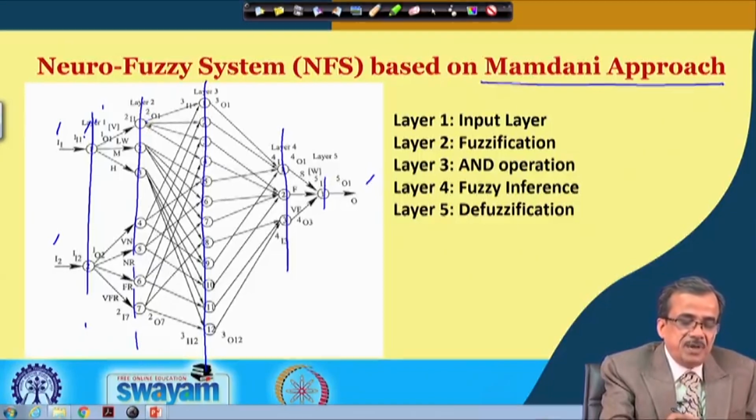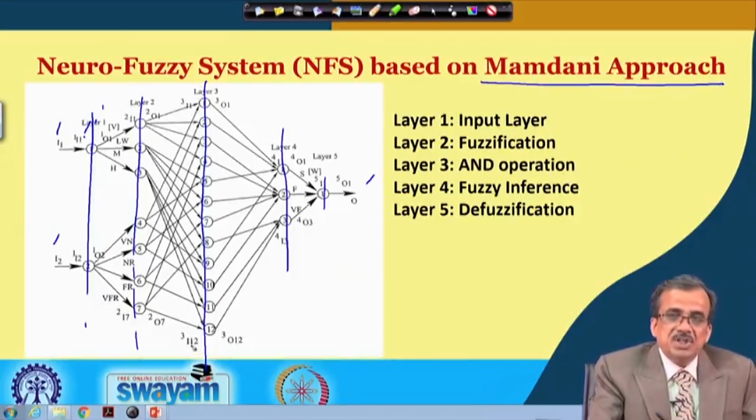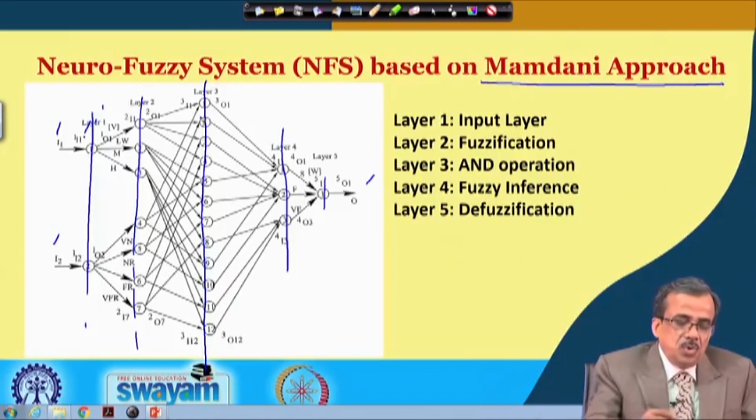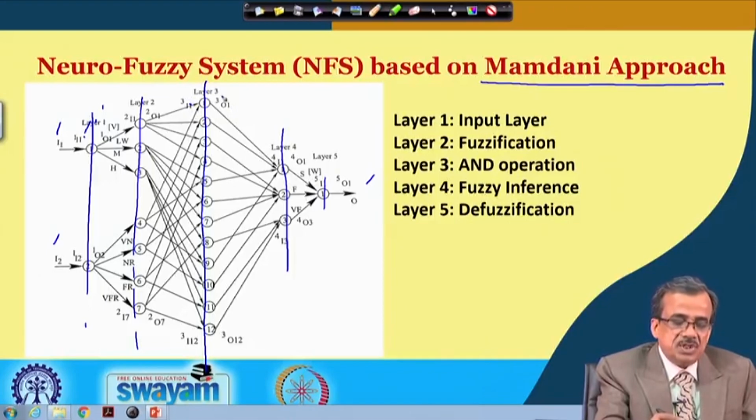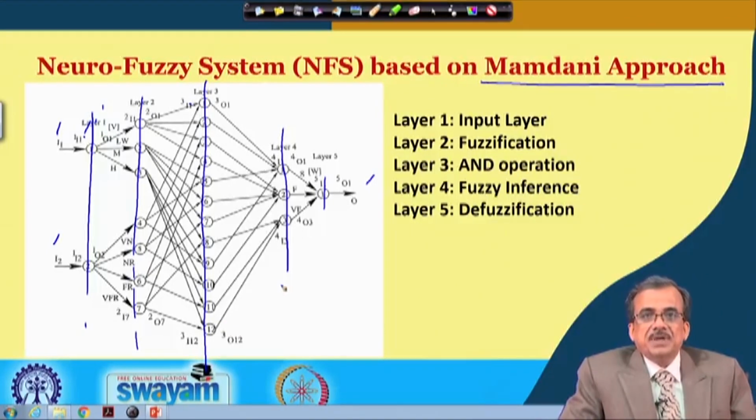Now, these membership values for the two inputs I1 and I2, I will have to use as input of layer 3, and on layer 3 we will have to carry out the AND operation. And if you remember, in AND operation we compare the two mu values and find out the minimum. Now, this minimum of the two mu values will be considered as the output of layer 3, the third layer, and layer 4 is nothing but the fuzzy inference layer.